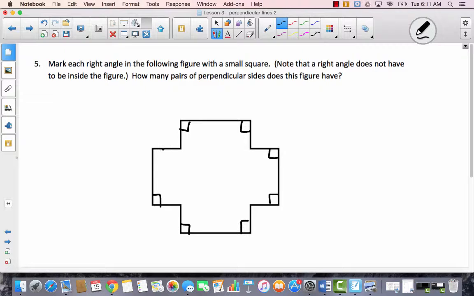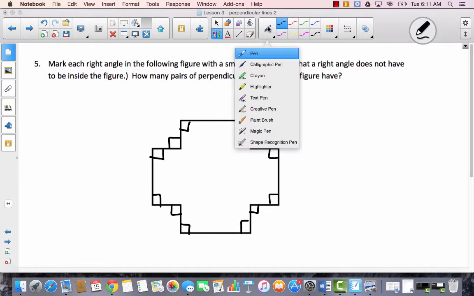Then I'm going to go and look at the right angles that are on the outside. This is a right angle, this is a right angle, and this is a right angle, and this is a right angle, okay? Now I want you to mark all the perpendicular sides that you can find and then come back, okay? All right, so hopefully you marked them, and I'm going to go through and mark them too.